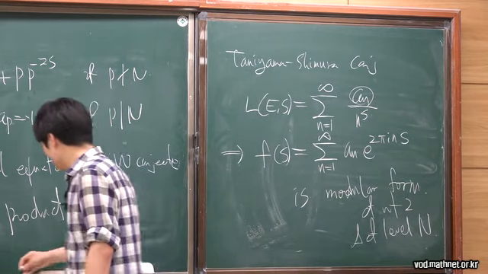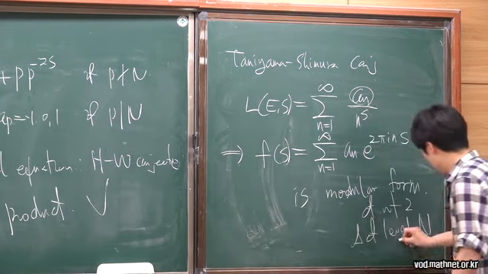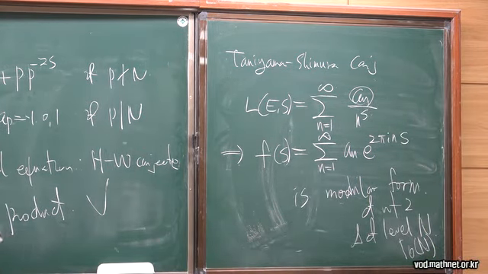Then why is this important? When you talk about the level N, you specify the congruence subgroup Gamma_0? Yes. So actually, Gamma_0(N). Okay. So why is this an important application?